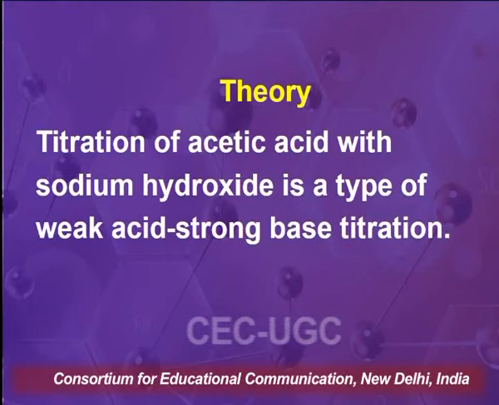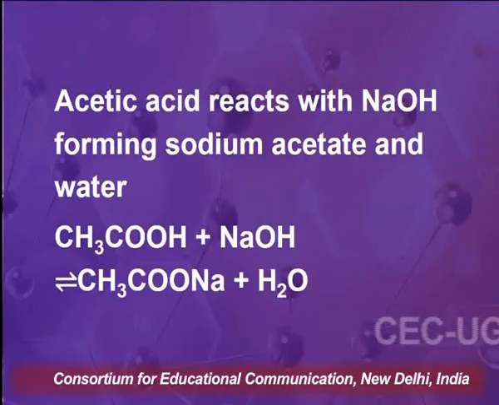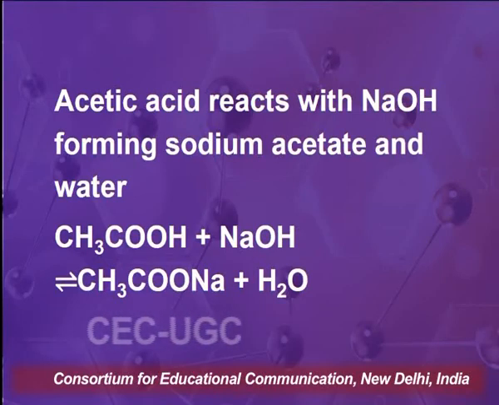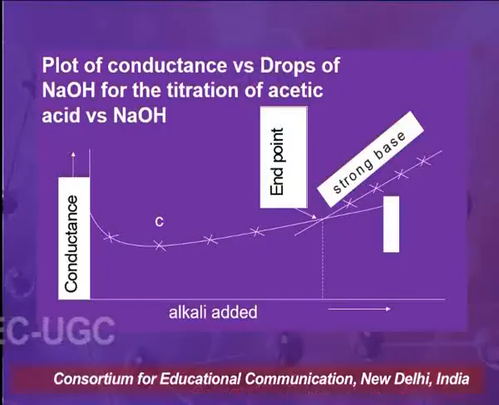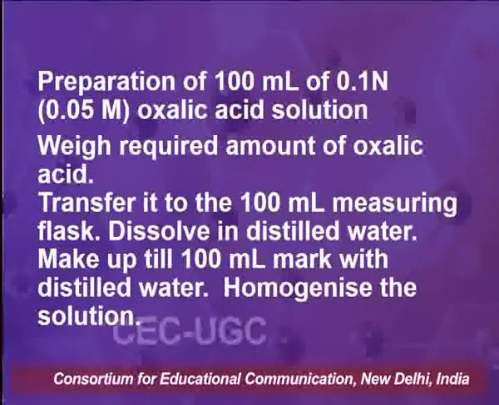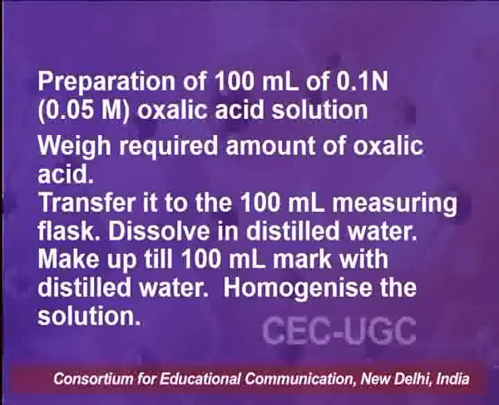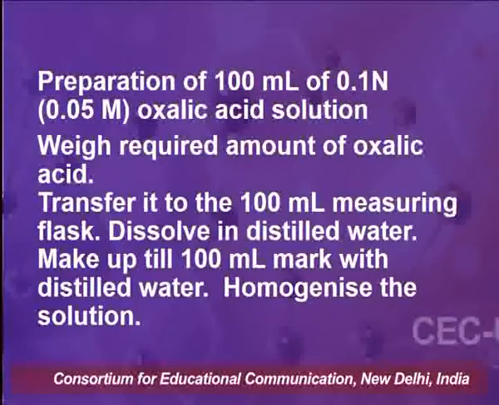Theory is of the titration curve, which we have already studied in the above titration example of weak acid versus strong base. So we can skip this part. Then we have the procedure, the plot we know, we will get a plot of this type. We have preparation of 100 ml of 0.1 normal oxalic acid solution. We need to weigh the required amount of oxalic acid, transfer it to 100 ml measuring flask, dissolve in distilled water, make up till 100 ml mark with the distilled water, homogenize the solution.